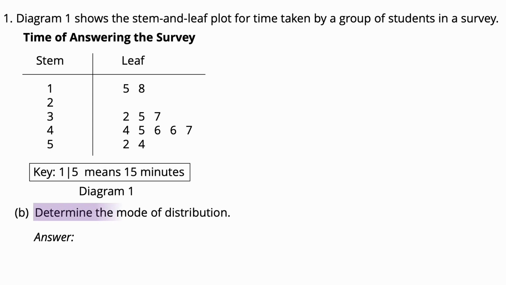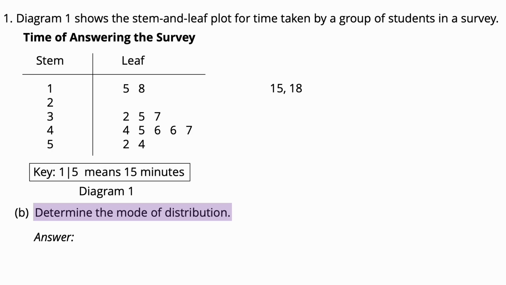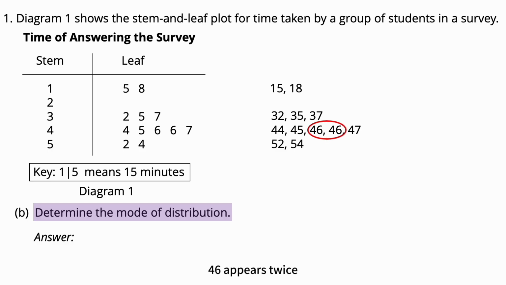B. Determine the mode of distribution. In statistics, the mode is the value that appears most frequently in a data set. Looking at the stem and leaf plot, let's list all the times: 15, 18, 32, 35, 37, 44, 45, 46, 46, 47, 52, 54. 46 appears twice. All others appear only once. So, the mode of distribution is 46 minutes.